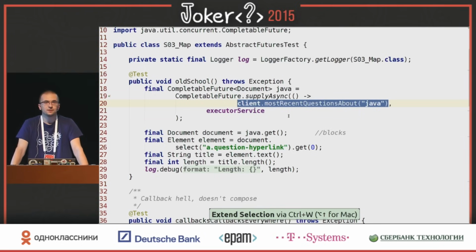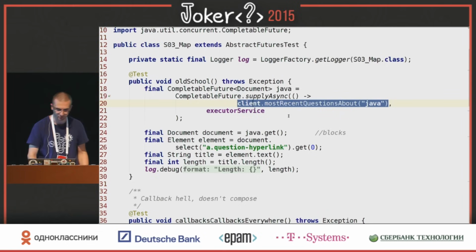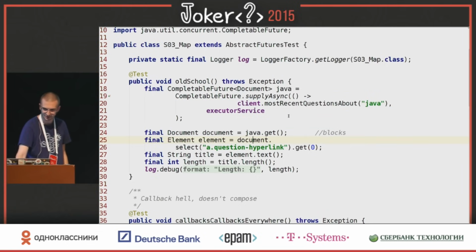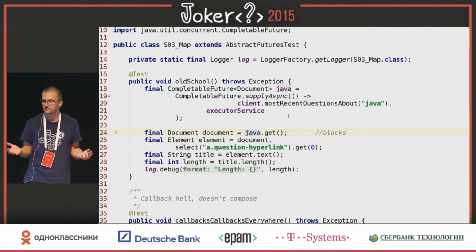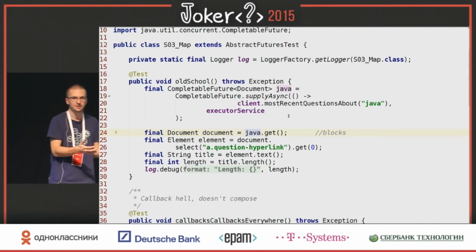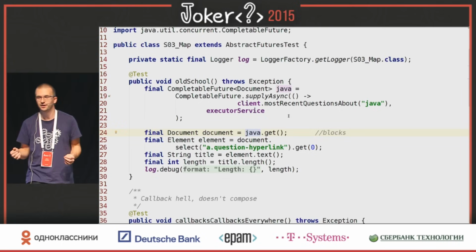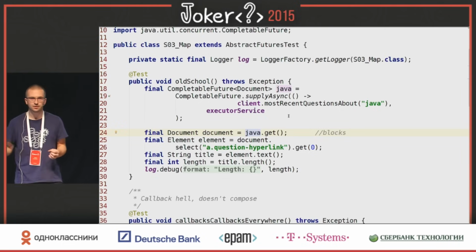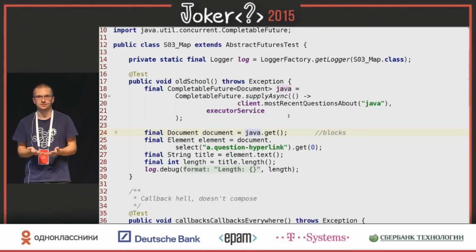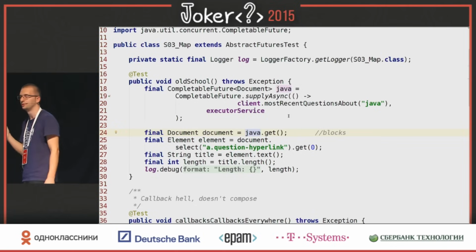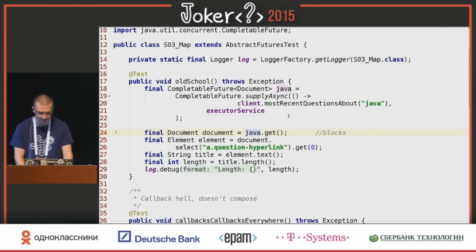Since this method returns a document, I have a future of type document. And this one's pretty simple. What I can do with this one, of course, is just call .get, which clearly returns a document. Then I can just call .get and operate on this one as usual. However, .get, as you probably know, is blocking. So this is definitely not what we want to achieve.